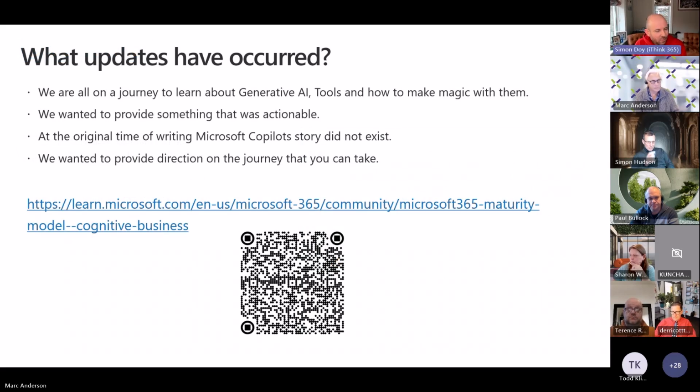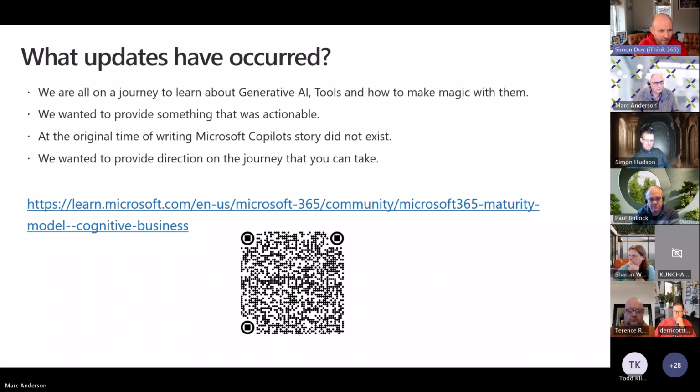So, as Simon mentioned, we put out a V1 last year. It was around March time, wasn't it? I think so. It was just as Microsoft started talking about that Copilot word. And so in December, we all got together and started talking about how we probably need to think about generative AI and update this cognitive business area. And so these were the things we were thinking about when we were doing that.